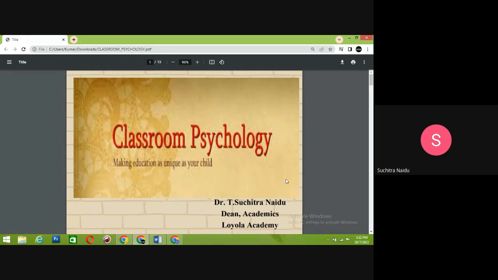To define it, it is a branch of psychology that deals with teaching and learning, how we behave in the class with the students. So, how we are teaching and how they are learning. When we are teaching, we are also learning. Along with teaching, we are also learning. So, it is a composite mixture of teaching and learning that takes place in the class.